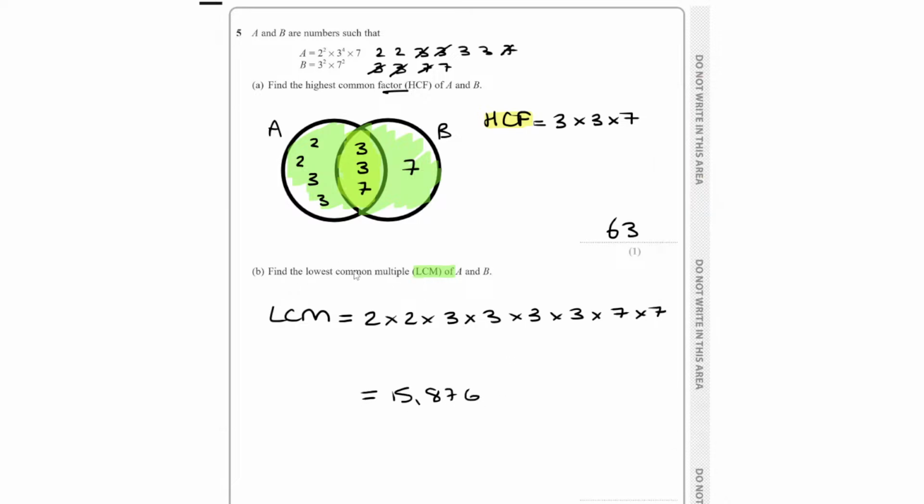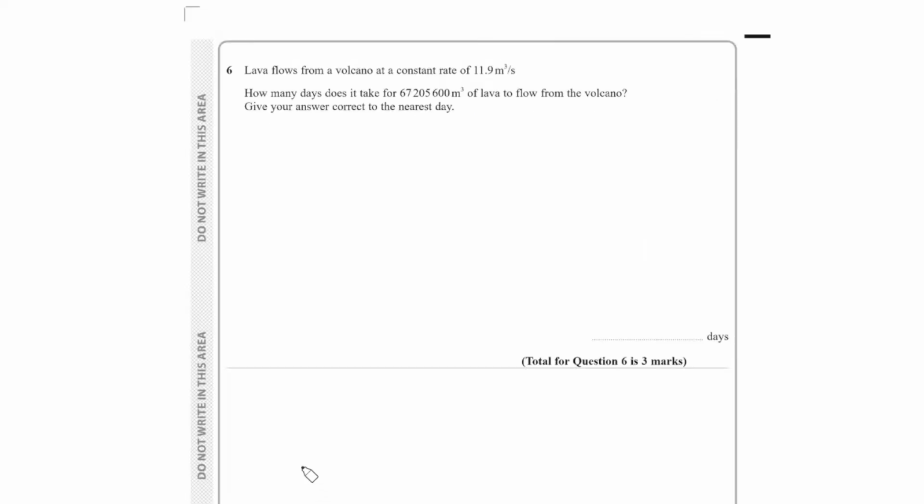And again, you might be thinking, well, the word lowest, it must be a small number. No, the key word here is multiple. Multiple is the times table. So apart from 1 times itself, they're always bigger than the original numbers, aren't they? So you are going to get quite a big number for lowest common multiple. Okay, that's how I would do it, just draw the Venn diagrams.